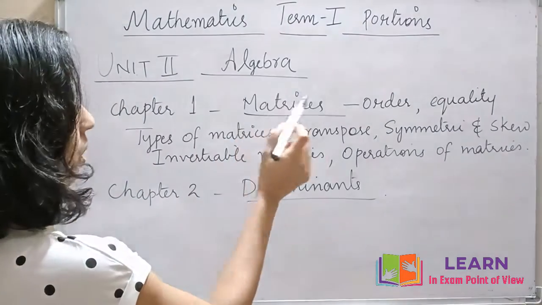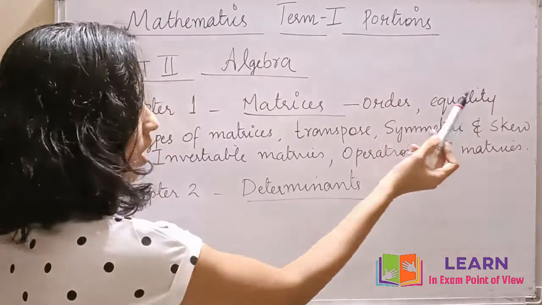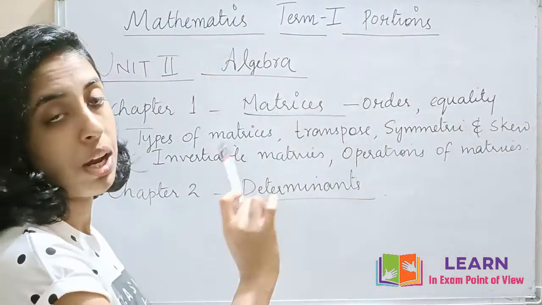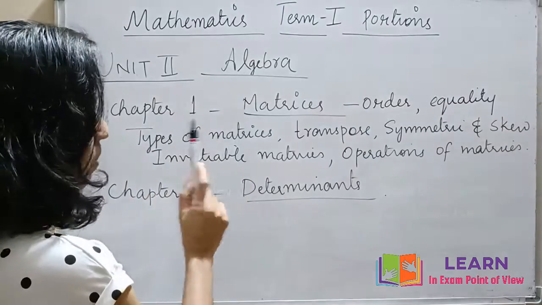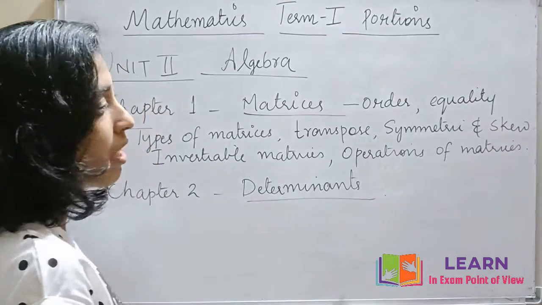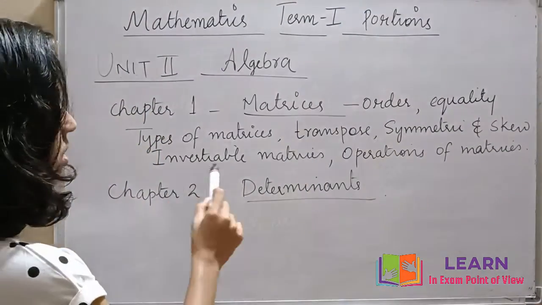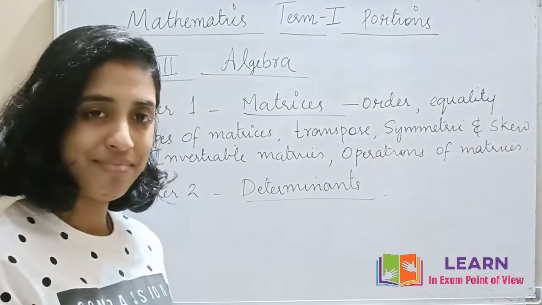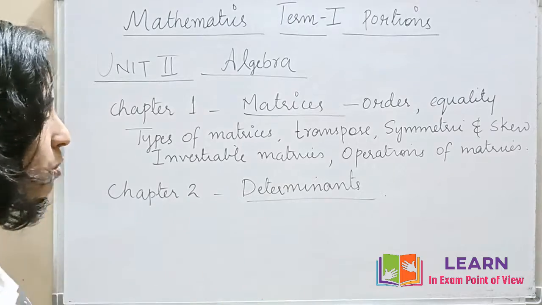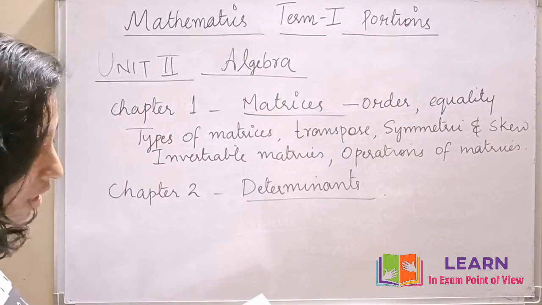So from chapter 1, you should know what order is, how we equate two matrices and find the value of x, like those questions, types of matrices, transpose, symmetric and skew symmetric matrices, invertible matrices, and different operations on matrices. Okay, now next, determinants: what topics do you need to study?